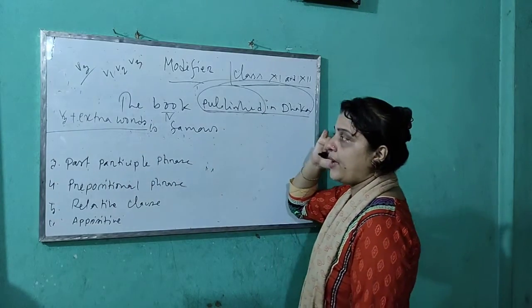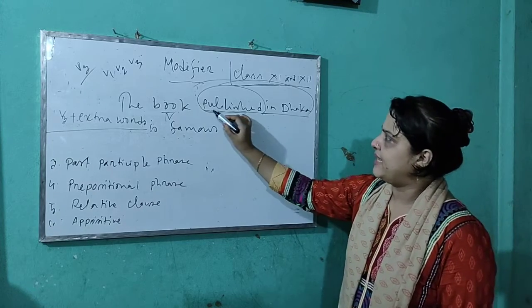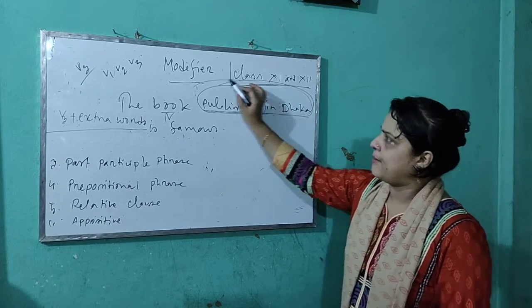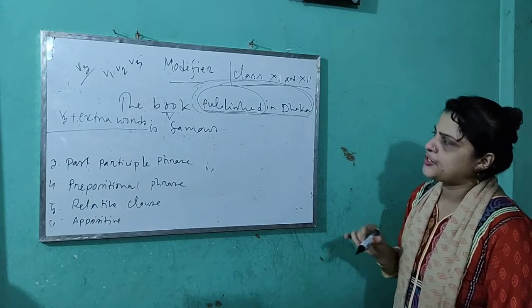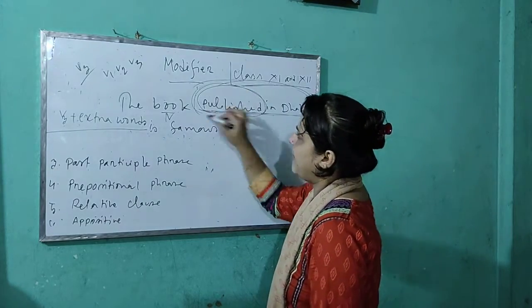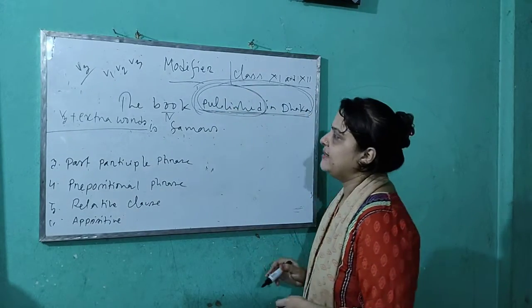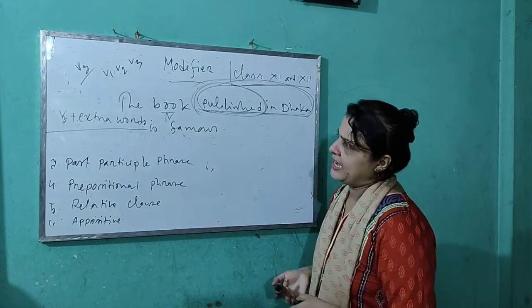So when you are using the book published in Dhaka is famous, published in Dhaka is an example of past participle phrase. But if you are asked to use past participle, then you use just this word, published. Do you understand? I hope you have understood. I am going to give you another example.